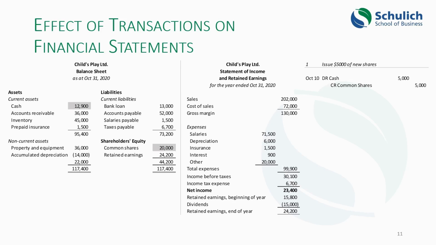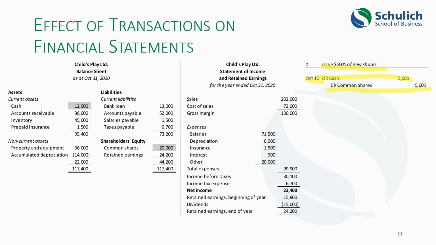Here's the first transaction I want to look at. We've got a transaction up here that is issuing $5,000 of new shares. So let's say that on October 10th, we issued the new shares and we were paid by the new shareholders in cash. So what happens there? We have an increase in cash of 5,000 and an increase in the common shares of 5,000.